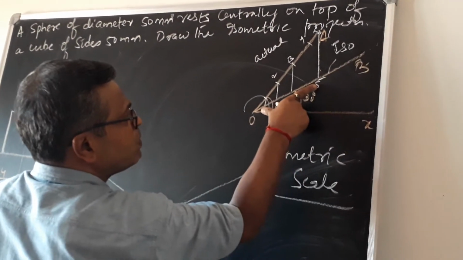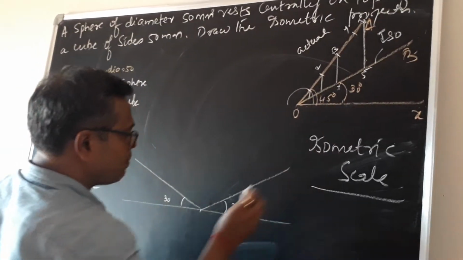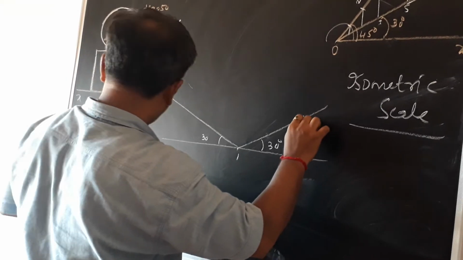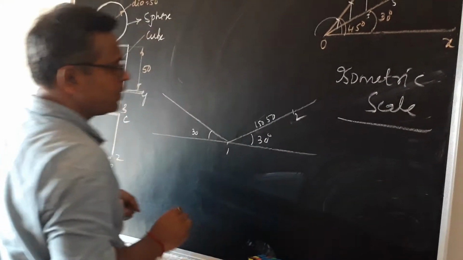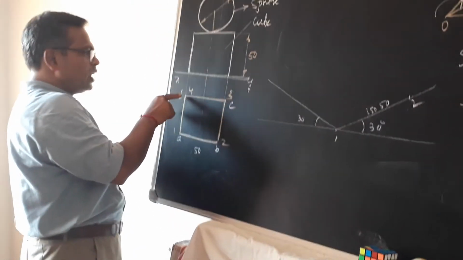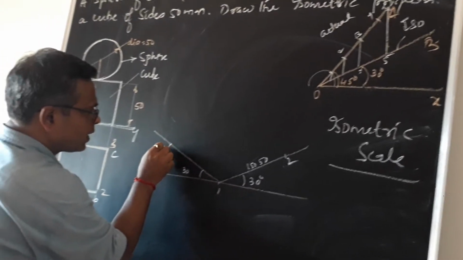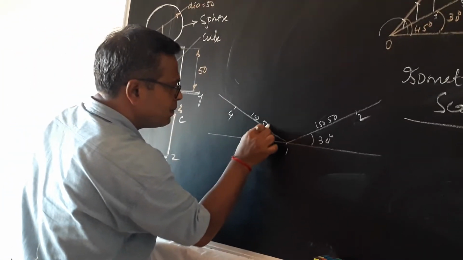This is isometric length of 50 millimeter. After taking the measurement with the help of a compass, mark 1 to 5, that is 1 to 4, 1 to 2 of isometric length of 50 millimeter. Similarly, take 1 to 4, convert it to isometric length of 50 millimeter. Mark here. This is 1 to 4 of iso length of 50 millimeter.